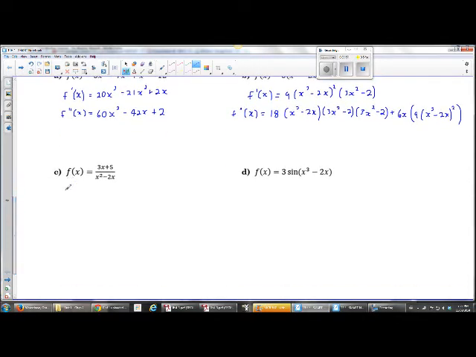f of x equals 3x plus 5 over x squared minus 2x. So f prime of x, I'll use the quotient rule here because I find that a little bit easier. So the derivative of the top times the bottom minus the derivative of the bottom times the top, all over the bottom squared.